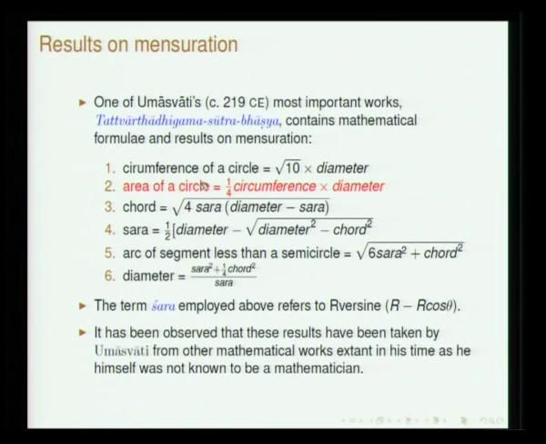I am just listing here. For instance, they say the circumference of a circle is root 10 times the diameter. In fact, even Brahmagupta uses this value. This is somewhat crude, as we know, compared to the value specified by Aryabhata. But for practical purposes, this is how they have been using it. Then the area of a circle is 1/4 circumference times diameter. This is all right, but the value of circumference is not quite accurate.